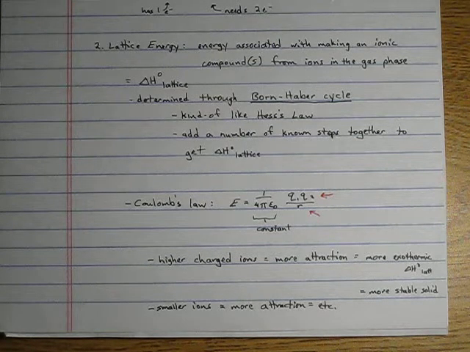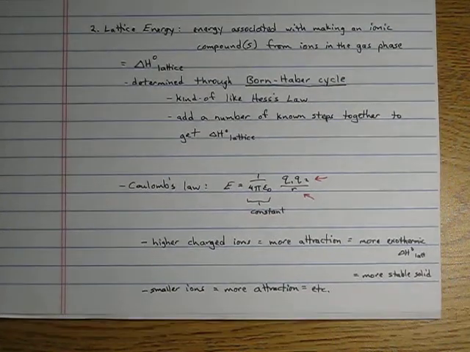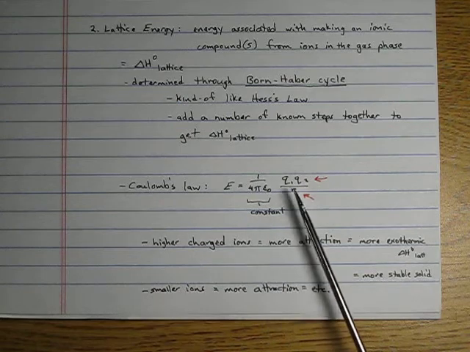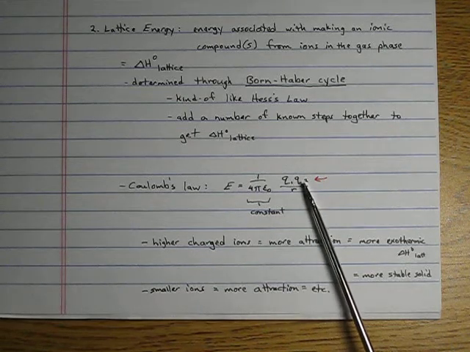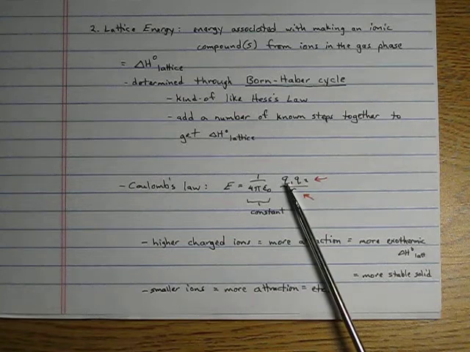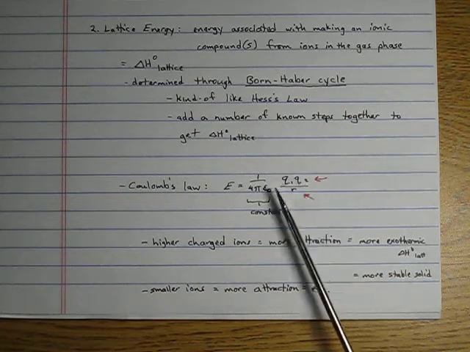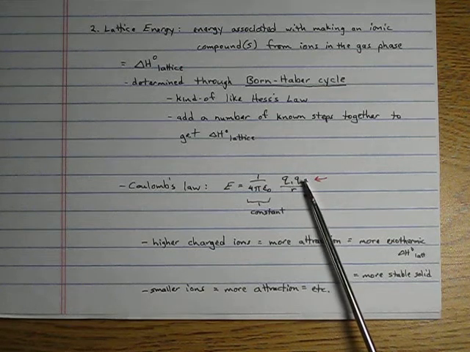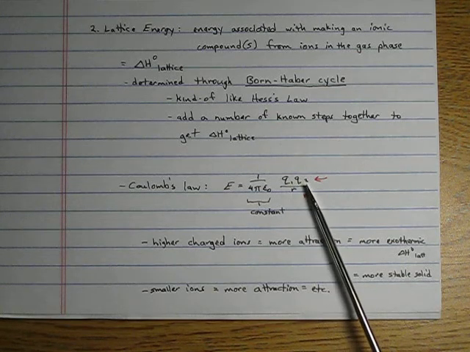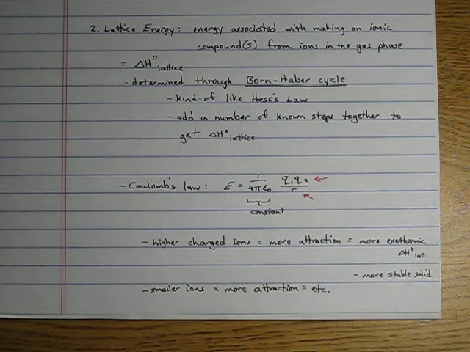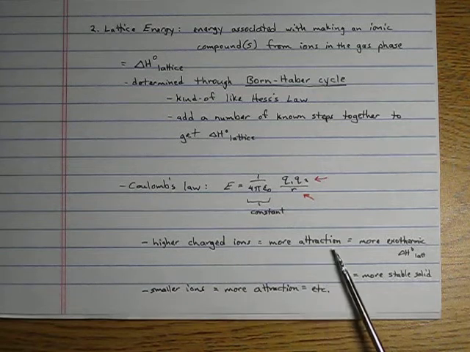What we're going to look at is, what does that mean for our lattice energy, for how stable these ionic solids really are? And what Coulomb's Law tells us is, the higher the charge of the ions, the more attraction between the two. A 2 plus charge is more strongly attracted to a 1 minus than a 1 plus is to a 1 minus. 1 plus and 1 minus are attracted to each other, but 2 plus has twice the attraction to a 1 minus. Higher charged ions mean more attraction.